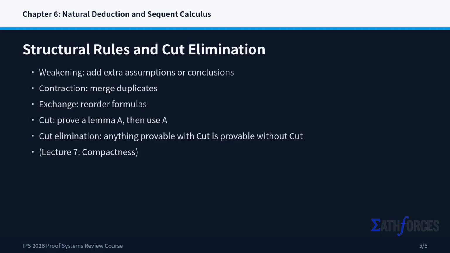Jensen's famous cut elimination theorem says that anything provable with cut is also provable without cut. This is crucial for proof search because it means we do not need to invent arbitrary lemmas.